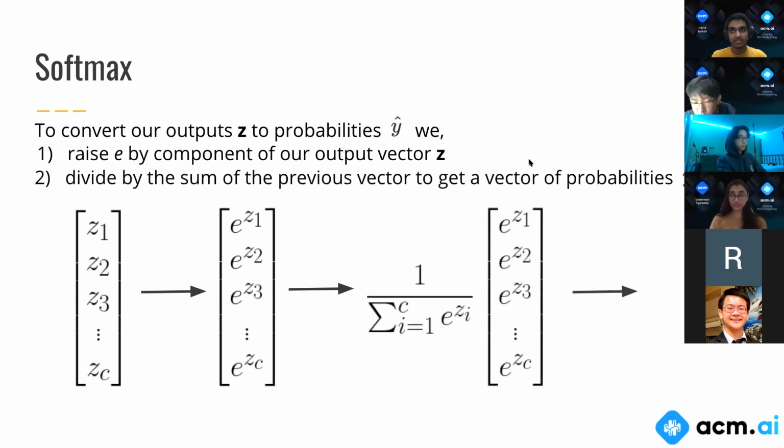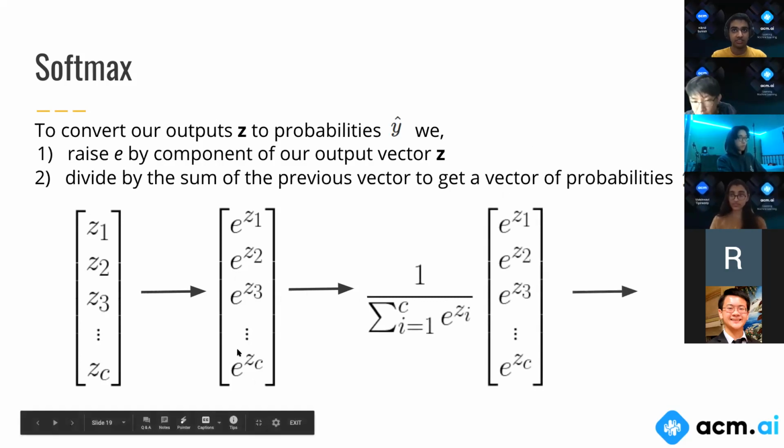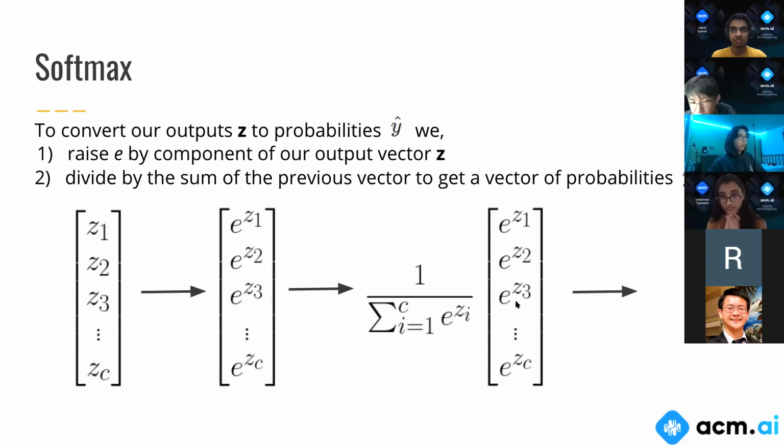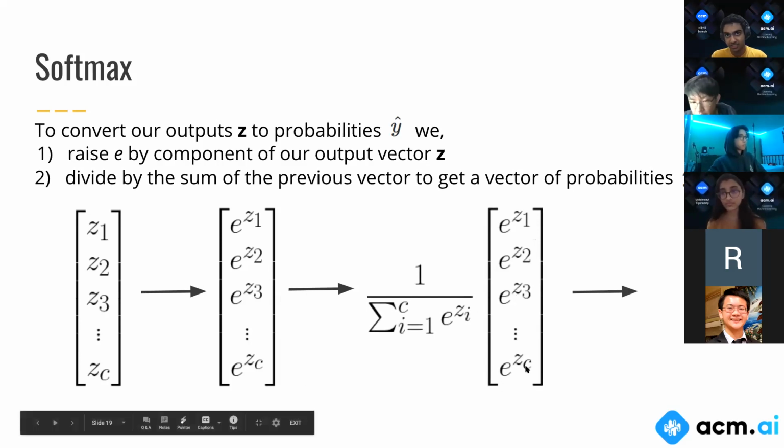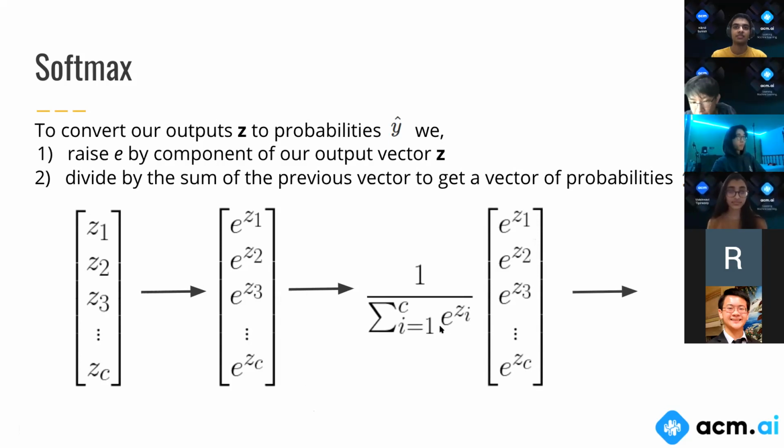Then we multiply that by the sum of all the values in this original vector. So we take e to the z1, e to the z2, e to the z3, all the way to e to the zc. We take that sum, take the reciprocal of it, and multiply it by this.